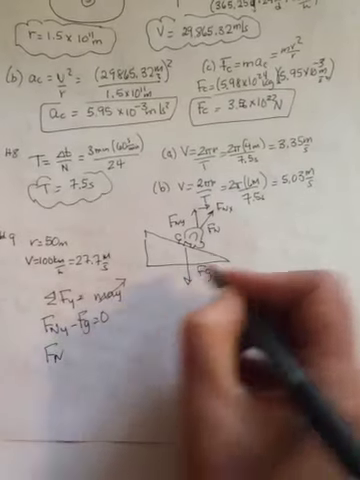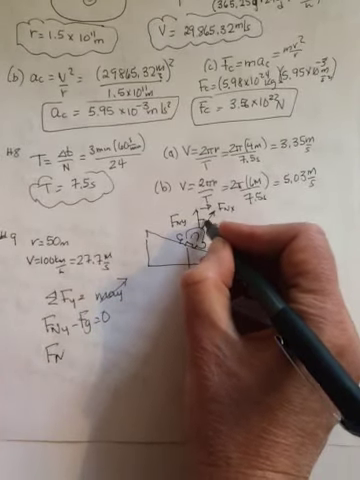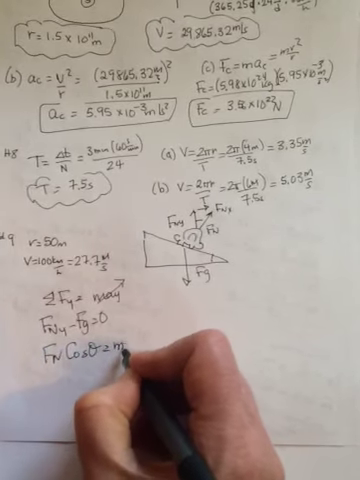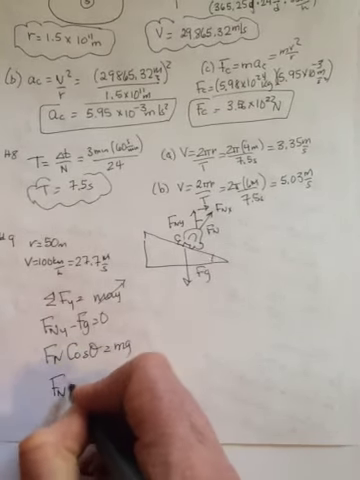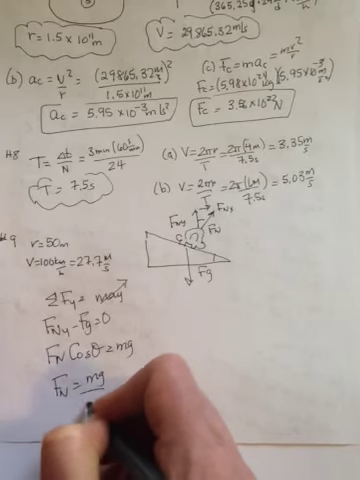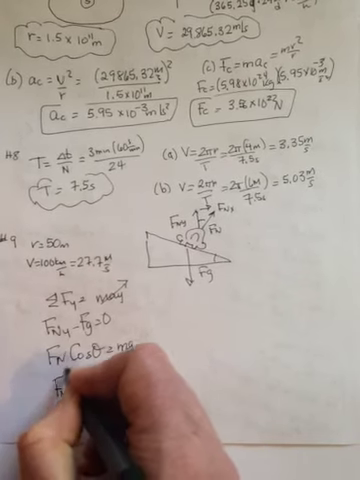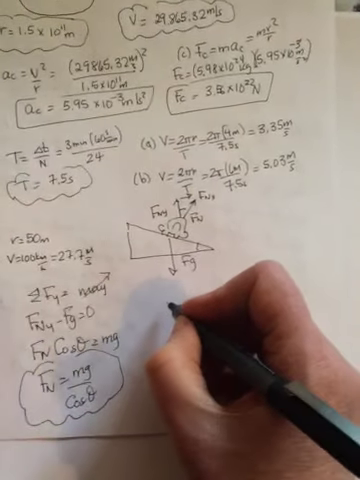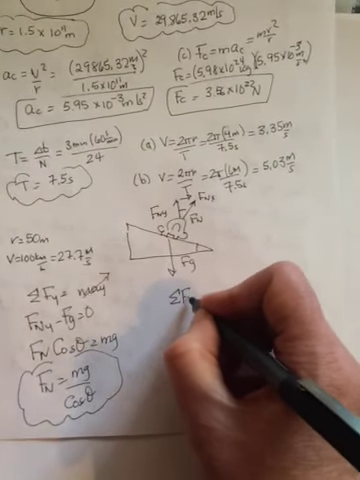So Fn and the theta are the same, so the y is cosine, Fn cos theta will equal mg. So Fn will equal mg over cos theta. It didn't give us the mass of the stock car, so we can't find anything else here. So move to the sum of the forces in the x direction.